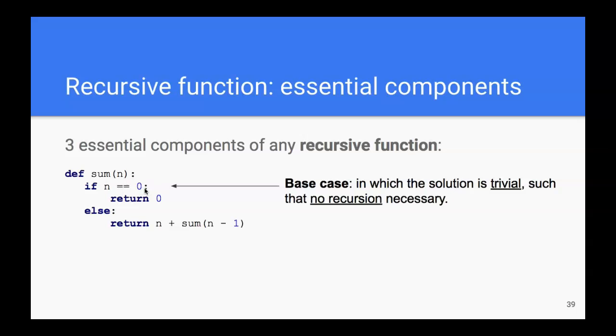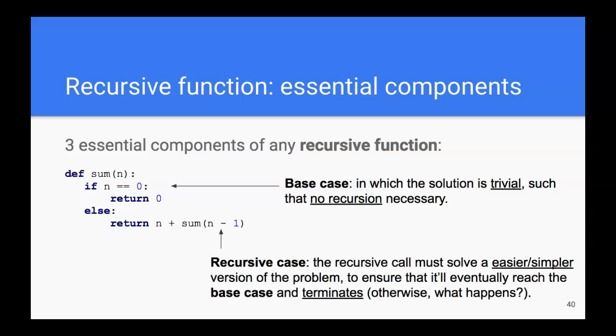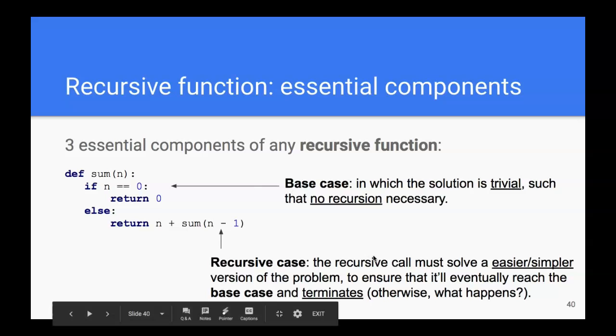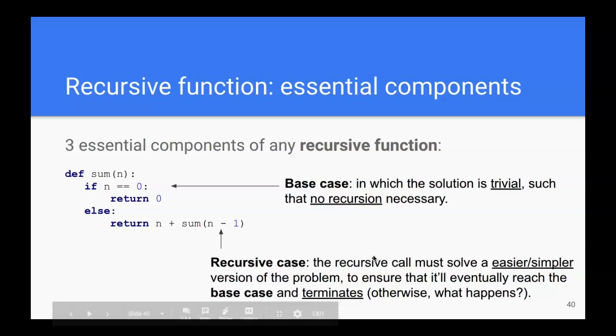In the case of sum of n, the base case again is when n is 0, we know the sum of 0 is 0. Right? That's the most trivial case. And then there is the recursive case. The recursive case is about calling the function itself, and it should give the recursive call an easier or simpler version of the problem. The goal, again, is to ensure that it will eventually reach the base case and stop.